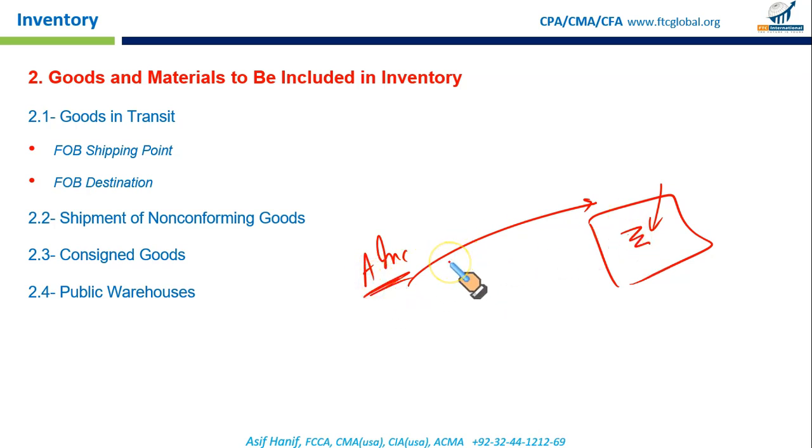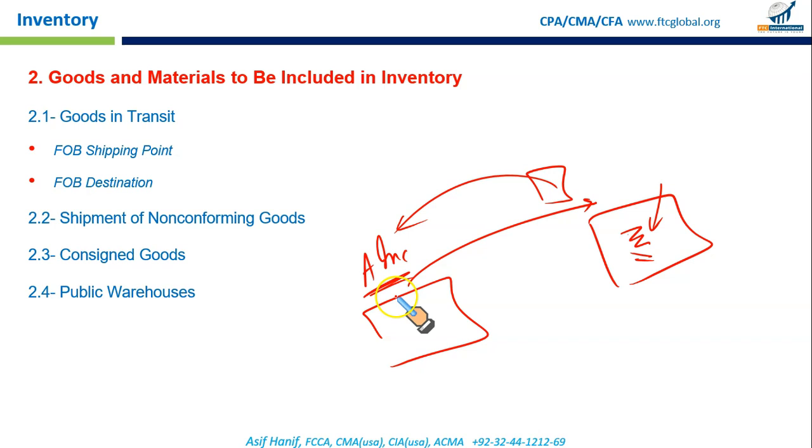How is the evidence shown? The evidence is shown through warehouse receipts. When these items are received in the public warehouse, receipts are issued. These receipts are the proof of ownership. So this warehouse receipt is a proof of ownership, even if the company doesn't have the physical possession, the items belong to A Incorporated, and that's why they should be included in the value of inventory of A Incorporated at the end of the period.